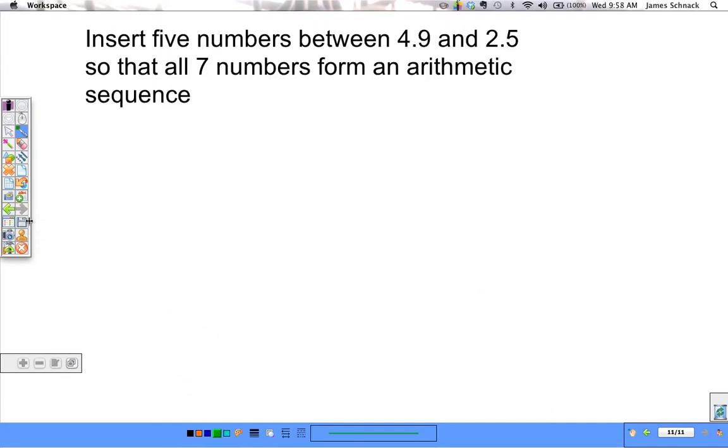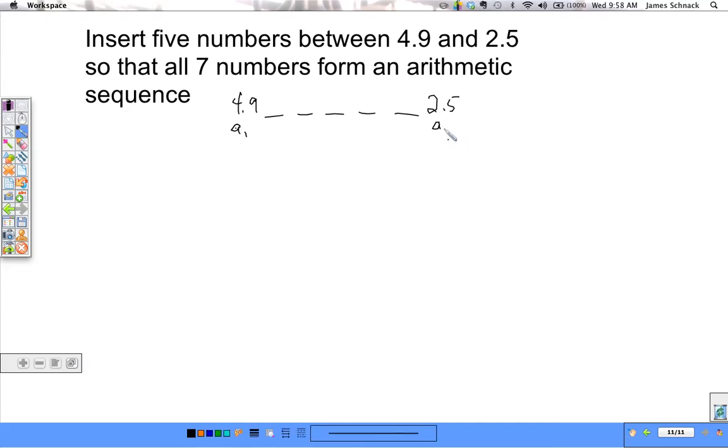Last example. Insert 5 numbers between these two so that all 7 numbers make an arithmetic sequence. So 1, 2, 3, 4, 5. I need 5 numbers to go in between them. And it makes a sequence. Well, okay. That means that this would be the first term. And 2, 3, 4, 5, 6. This would be the 7th term. And one thing to know is it doesn't matter if you use u(1) or a(1) or q(1), the letter doesn't really matter.